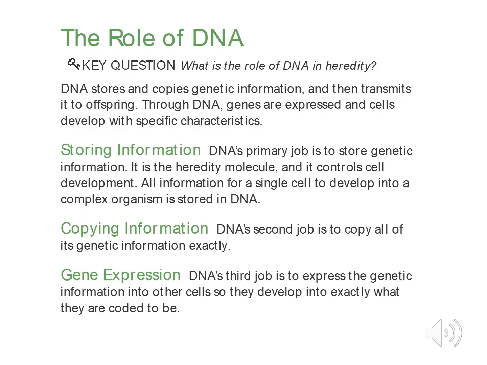DNA stores and copies genetic information and then transmits it to the offspring. Through DNA, genes are expressed and cells develop with specific characteristics. DNA's primary job is to store genetic information. It is the heredity molecule, and it controls cell development. All information for a single cell to develop into a complex organism is stored in DNA.